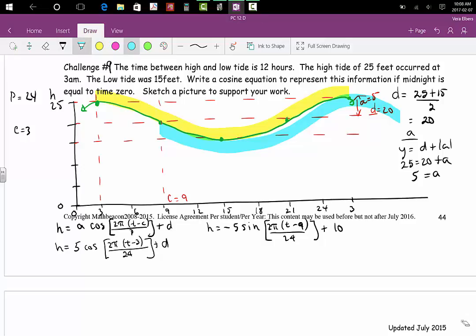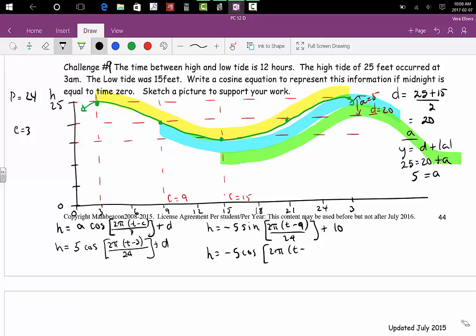Okay, so let's say we want to draw or give another equation for another cosine graph. We could start here. Okay. And our C value then would be 15. Okay. And notice we have a vertical reflection with that. So we will get H equals -5 cosine 2 pi T minus 15 this time over 24 plus 10.